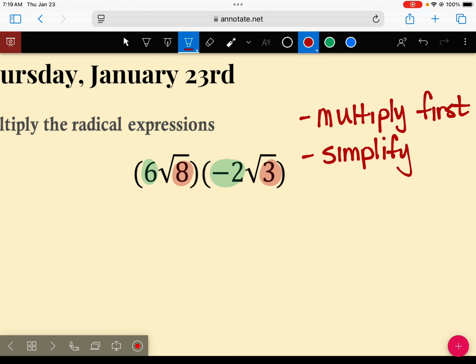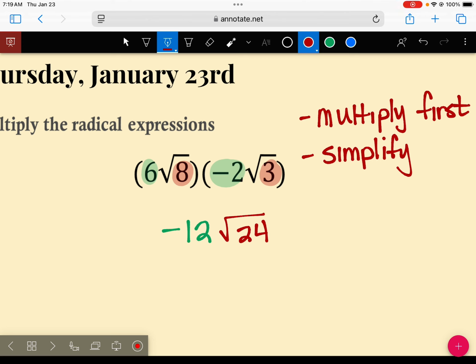So you're going to take that 6 times -2, and then you're going to multiply 8 times 3. So 6 times -2 would be -12, and then 8 times 3 is 24.